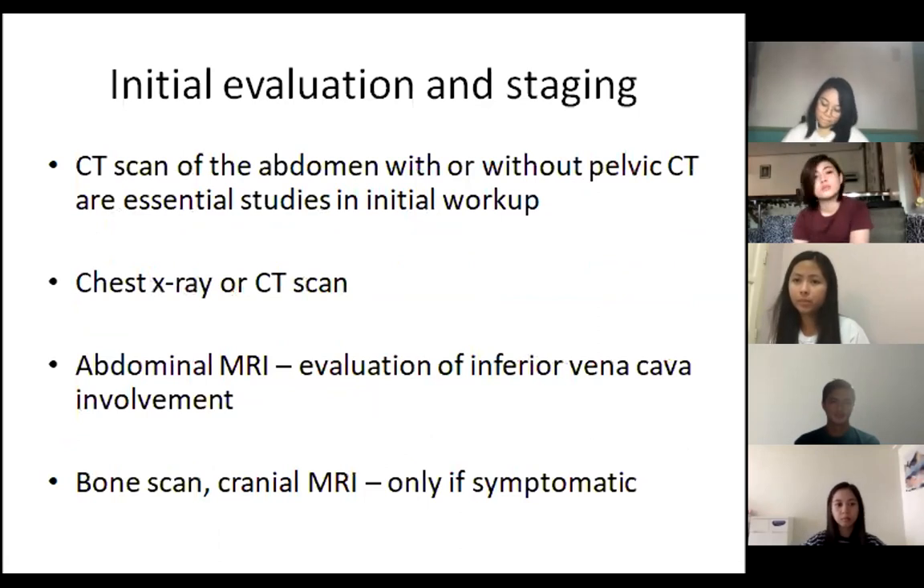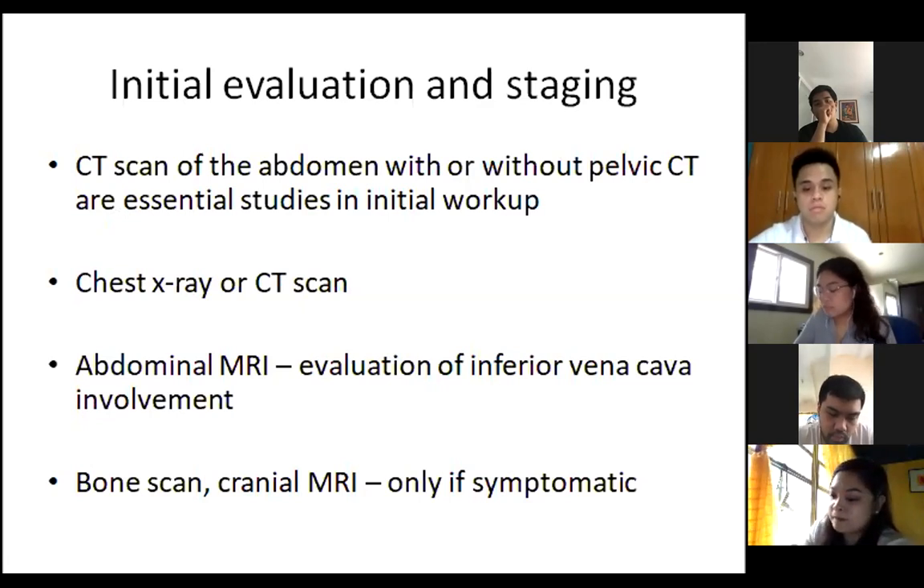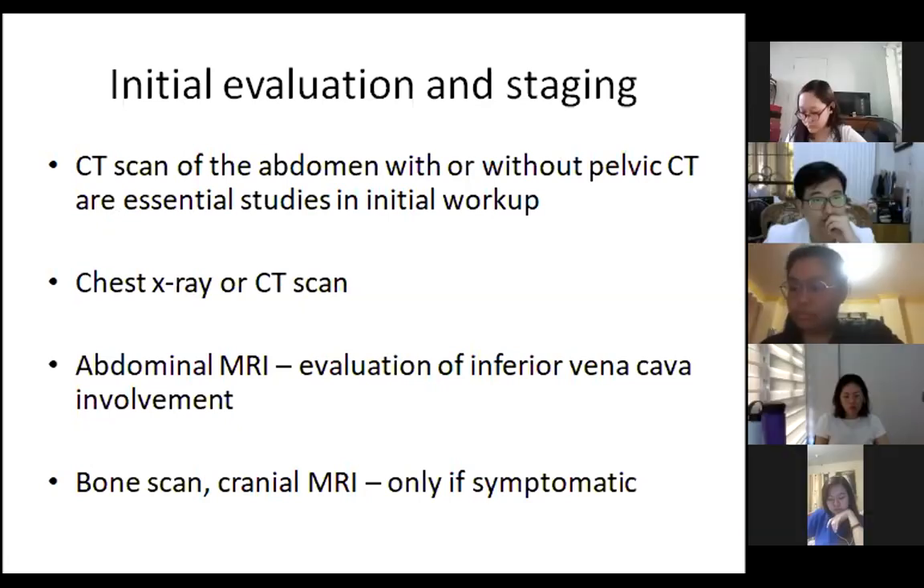So a thorough physical exam should be performed along with obtaining a complete medical history of the patient. Laboratory evaluations could include a CBC, comprehensive metabolic panel, which may include calcium, serum creatinine, liver function studies, and urinalysis. CT scan of the abdomen with or without pelvic CT are essential studies in the initial workup. Other important studies would include a chest X-ray or CT scan of the chest, or abdominal MRI to probably evaluate the inferior vena cava involvement, and bone scan or cranial MRI if symptomatic.